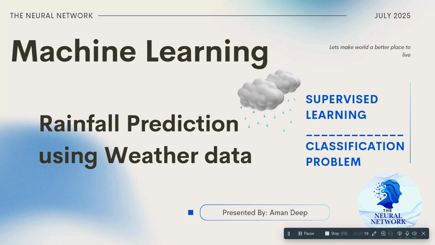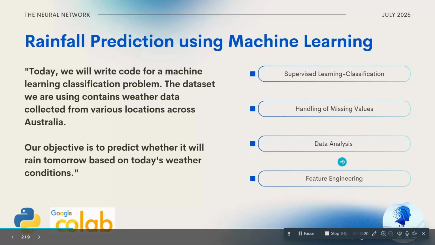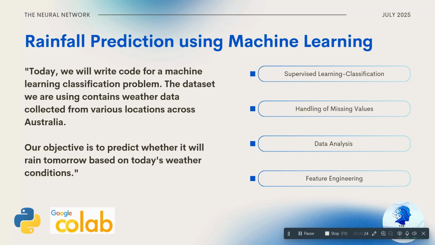Rainfall prediction using weather data. So in this problem, we will be writing code for a machine learning classification problem. The dataset that we are using contains weather data collected from various locations across Australia. Now our objective is to predict whether it will rain tomorrow based on today's weather conditions. Okay, so this is a supervised learning classification problem.